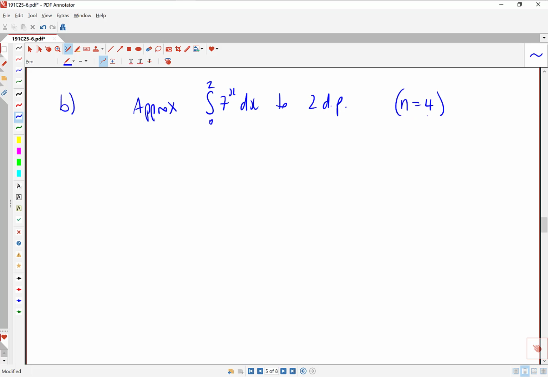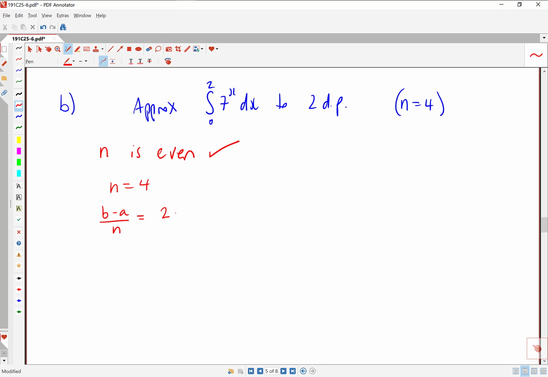Our n value is still 4, but this time we're using Simpson's rule. So first thing I would check is that yes, n is even. That's required in order for Simpson's rule to work. And you would go through the problem in the similar kind of flow as we did for the trapezoidal rule. So you'd write down your n value, you'd figure out your step size. That's still going to be the same as before.